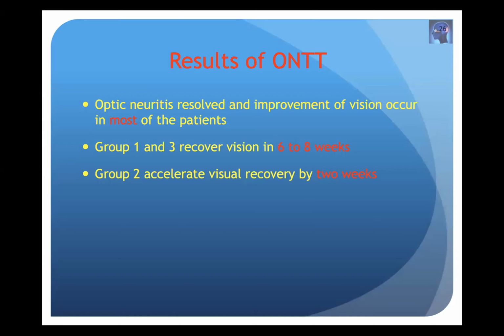The Optic Neuritis Treatment Trial found that optic neuritis resolved and improvement of vision occurred in most of the patients. Group 1, which was treated with oral prednisolone, and group 3, who were treated with oral placebo, recovered vision in 6 to 8 weeks. But in group 2, who were treated with IV methylprednisolone, the recovery of vision was faster by 2 weeks.